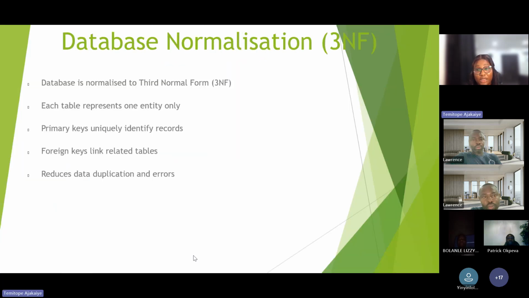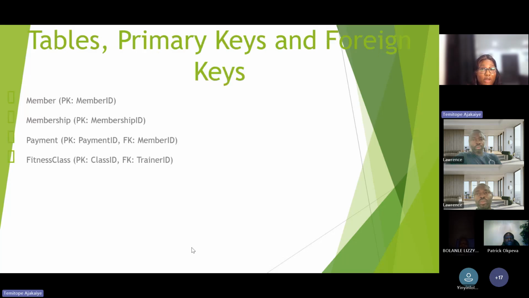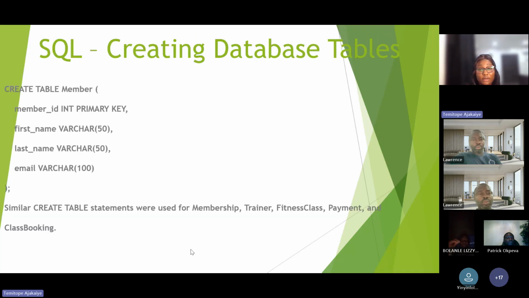And this is the database normalization. And basically, normalization is just the process of organizing data so it's not repeated unnecessarily. And every table has a primary key to uniquely identify records. And the foreign keys are used to connect the tables together. And these are the tables and the primary keys and the foreign keys for each table. And this is how I created the tables in SQL. And this is how I created the table member. And I also used the same method for the remaining tables too.